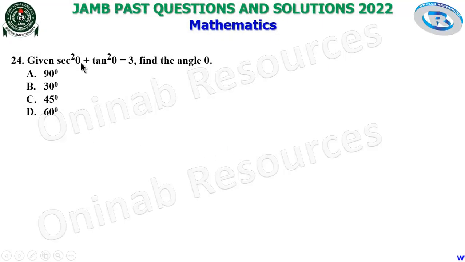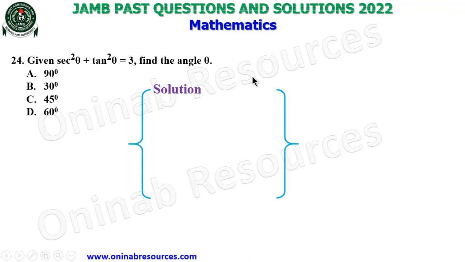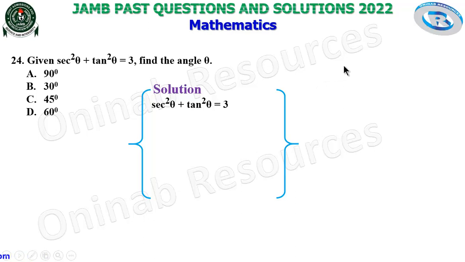Given sec squared theta plus tan squared theta is equal to 3, find the angle theta. So to find the solution to this, we need to consider an identity or set of identities.